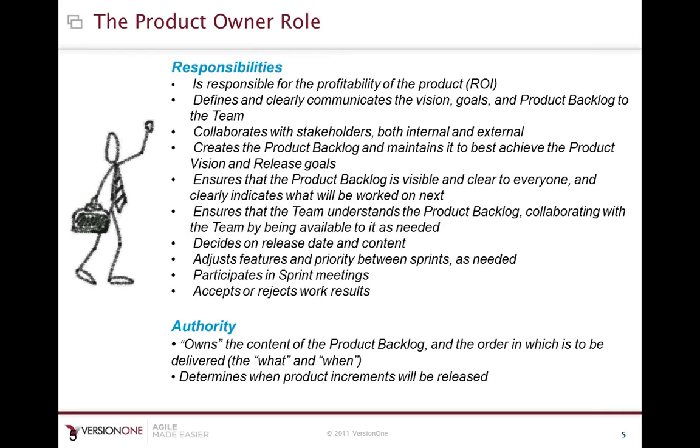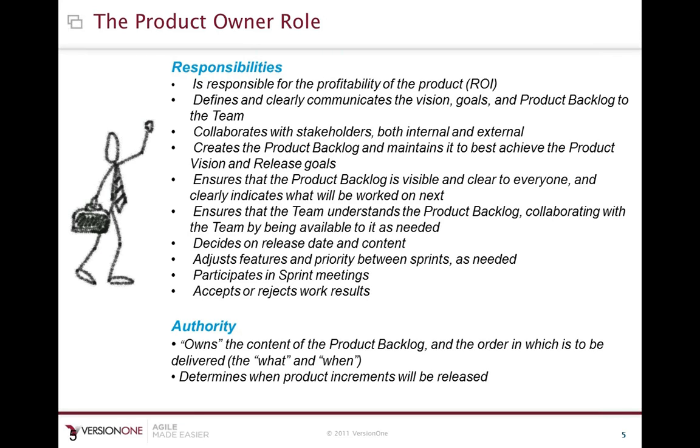So sprint over sprint, release over release, being available to the team. The responsibilities there also include adjusting features and priorities between sprints. So we certainly go into releases and sequences of sprints with plans in mind, but we also realize that part of this is inspecting and adapting to changes. So the product owner is the primary driver in terms of what's going to get done and when it's going to get done, the primary driver of all of those things.